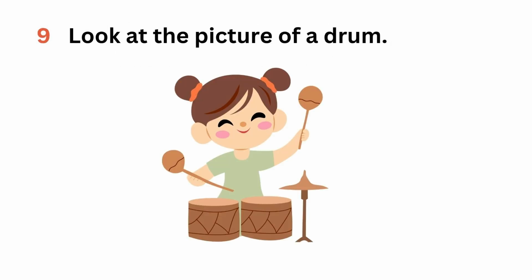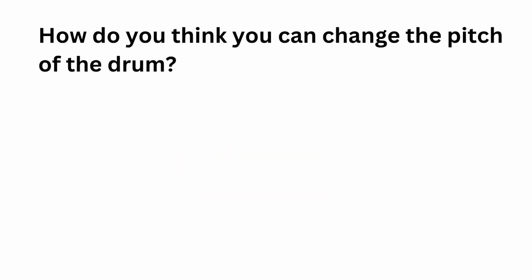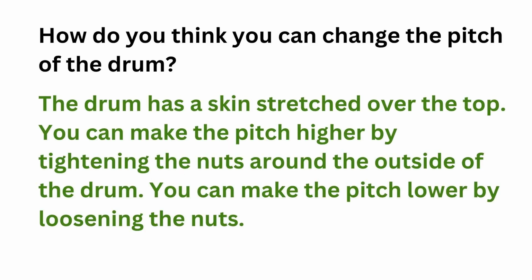Question 9. Look at the picture of a drum. How do you think you can change the pitch of the drum? The drum has a skin stretched over the top. You can make the pitch higher by tightening the nuts around the outside of the drum. You can make the pitch lower by loosening the nuts.